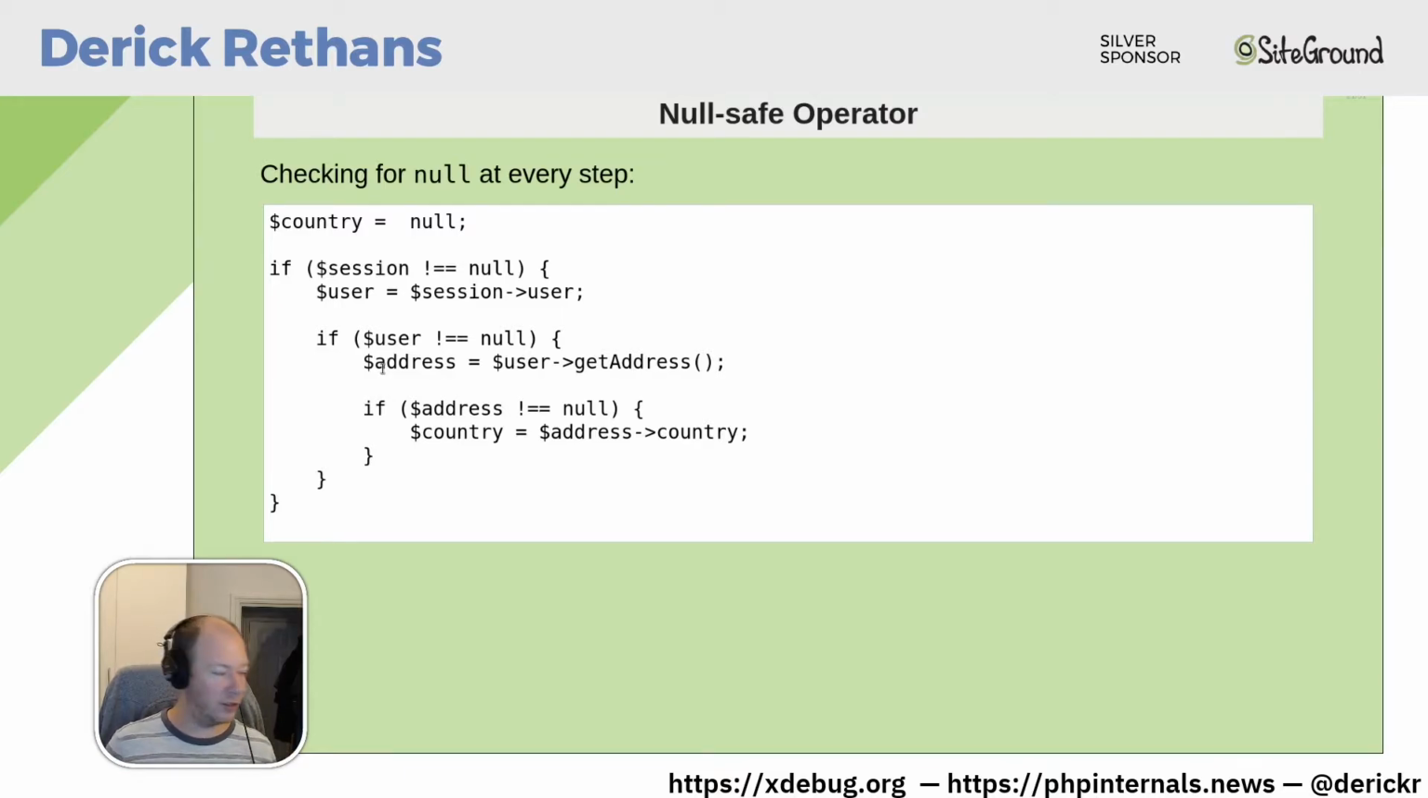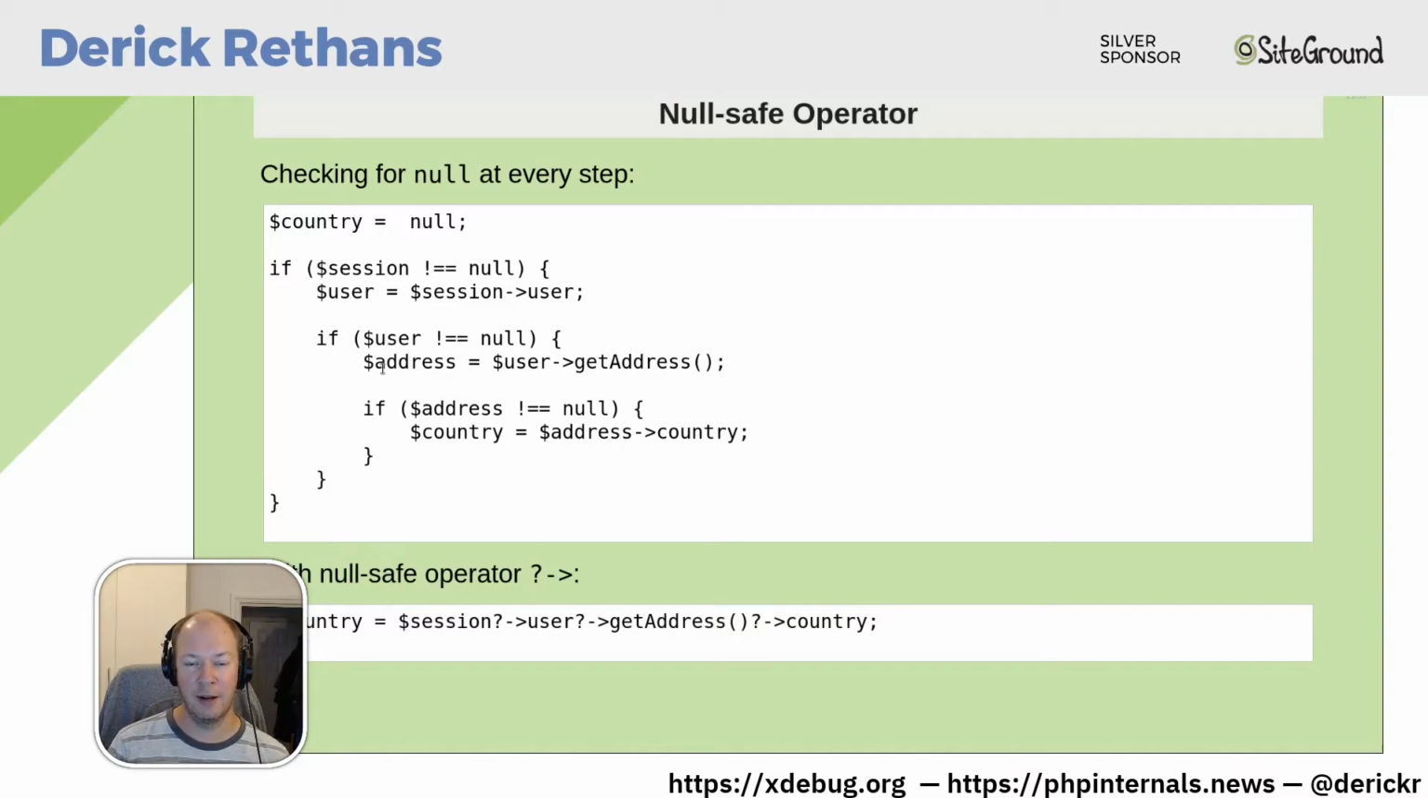Another cool new feature is the nullsafe operator. And what the nullsafe operator allows you to do is instead of having to write this cumbersome if session is not null, access the user property. If user is null, call the getAddress method on it, and then if address is null, access the country property of the address, which is kind of cumbersome to use. What PHP 8 allows you to do is to use the nullsafe operator here, which means that you can rewrite the top example to the bottom one.